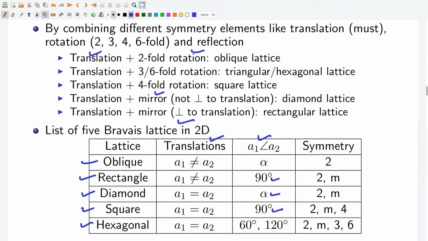And then the hexagonal lattice, where again the magnitudes are equal, and the angle can be either 60 degrees or 120 degrees, and they are the same.